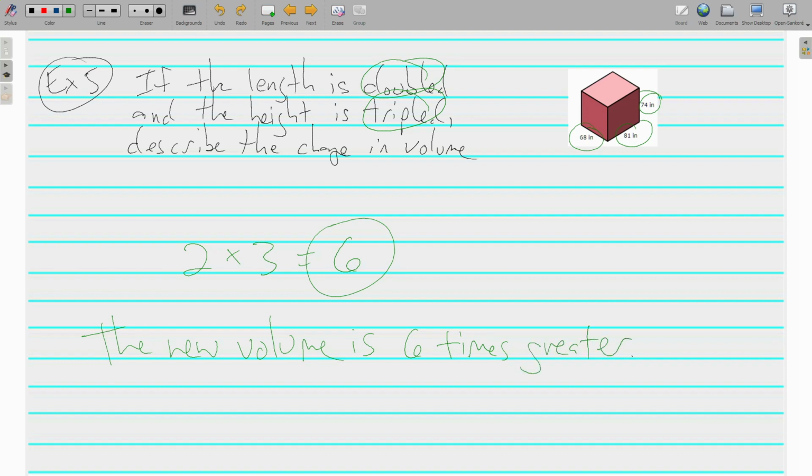We don't have to worry about the exponent here because the same thing is not happening to all the sides. One side is doubling, one side is tripling, the other side is staying the same. So we've got a 2 times a 3 times a 1, really, which is 6. So 6 times greater. Pretty easy, pretty straightforward.